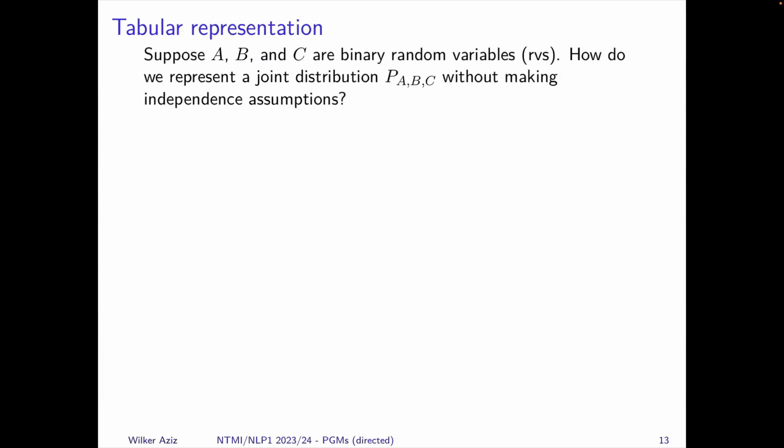So that's our tabular representation. Suppose we have 3 random variables here, and suppose they're binary. This is not contextualized in NLP, just using some abstract random variables A, B, and C. Later we'll have some examples to contextualize this. How do we represent a joint distribution over the 3 variables without making any independence assumptions? And I want you to think of this as using a table to really store the probabilities of the assignments.